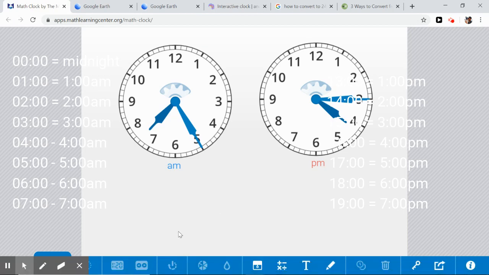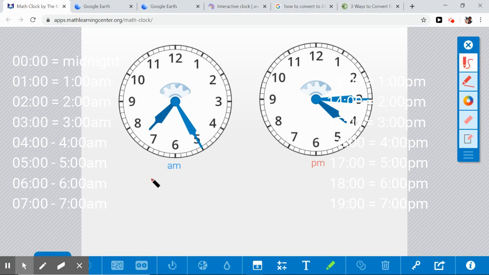So what we will need to do is write 07. Our hour comes first, and then it's the minutes. So that's 7:25 or 25 minutes past 7. If it's PM, what you'll need to do is add 12 to the hour.